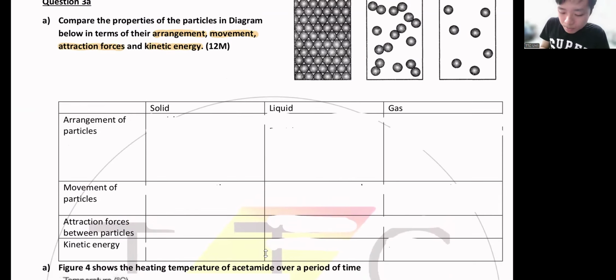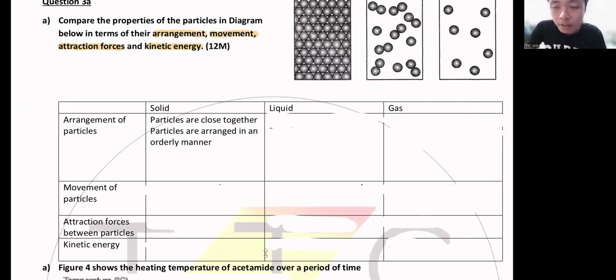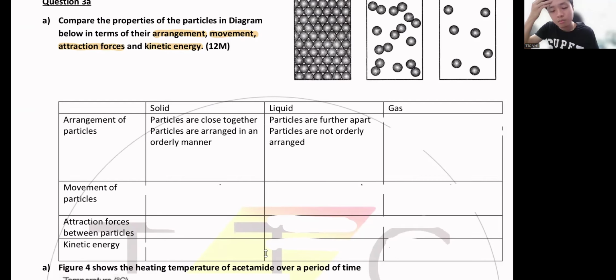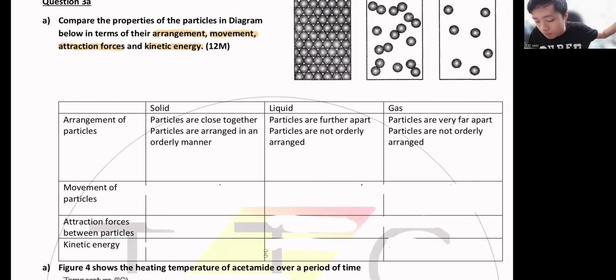So for the solid, what happened? The arrangement, I can say tight and compact, closely packed together, arranged in an orderly manner, they are arranged properly. Liquid, a bit further apart, not so arranged, arranged but not arranged properly. Then for gas, you can just say they are very far apart from each other.